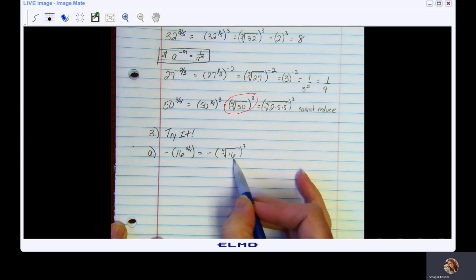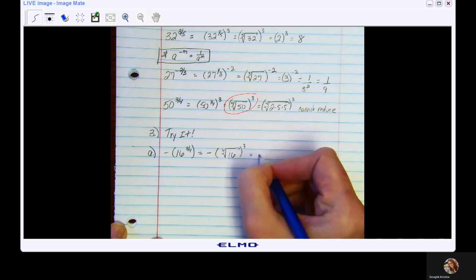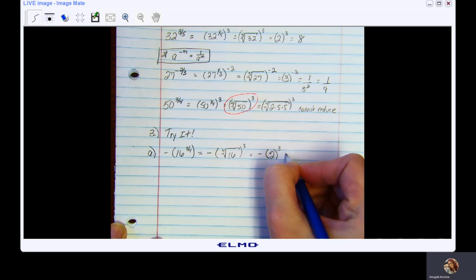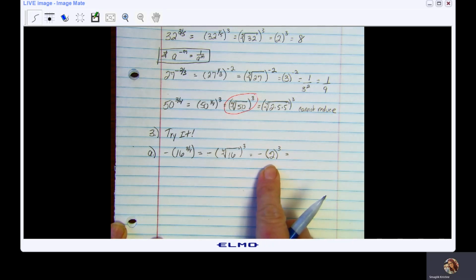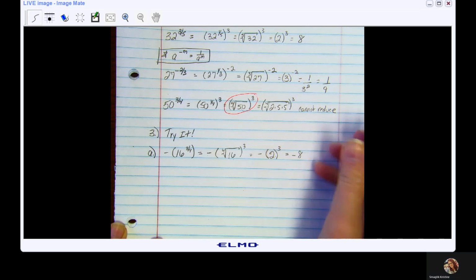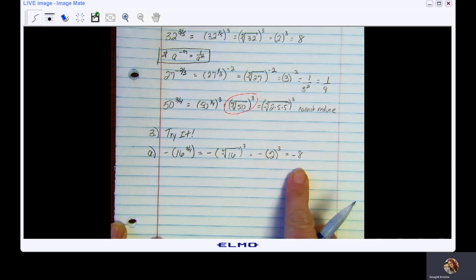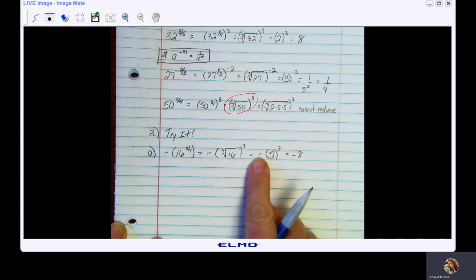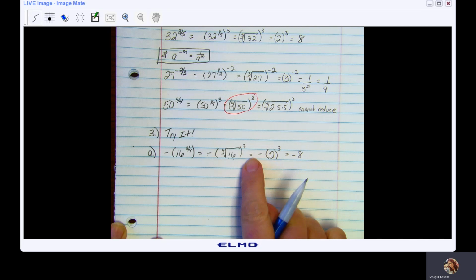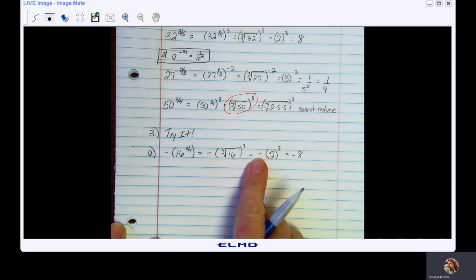Well, we already know the fourth root of 16 is a 2 cubed. And again, PEMDAS: parentheses, exponents, multiplication, division. So I would handle this. Negative, 2 to the third power is 8. So I have a negative 8. Just make sure that if this were an even exponent, you'd lose your negative. That negative is outside the parentheses, so that goes in last.